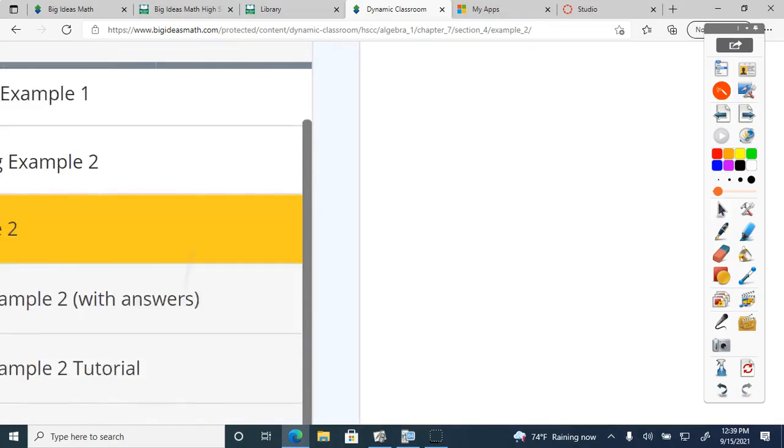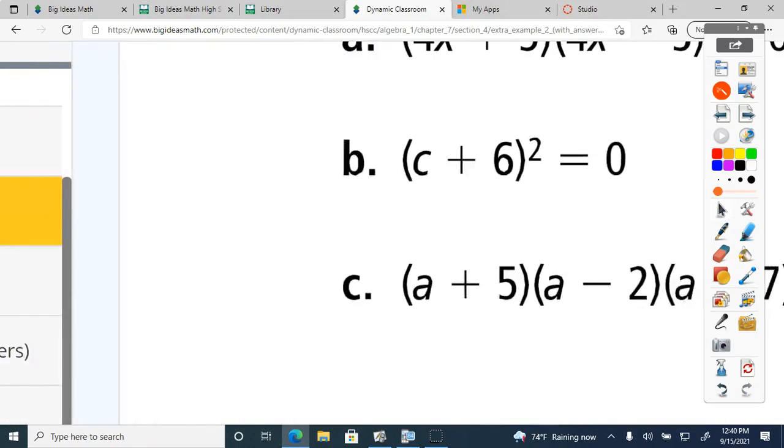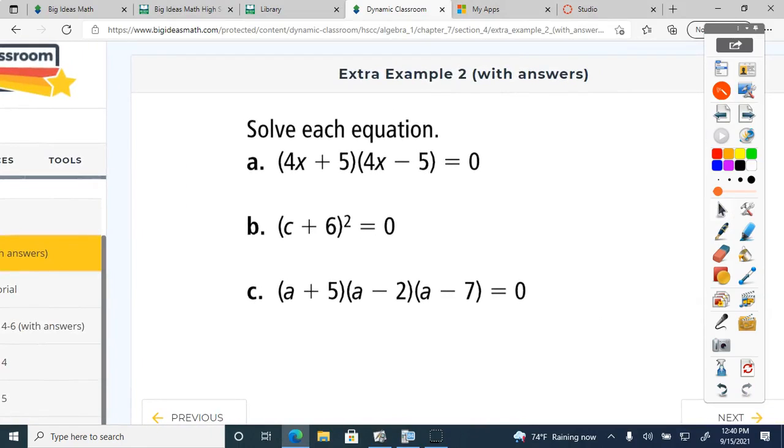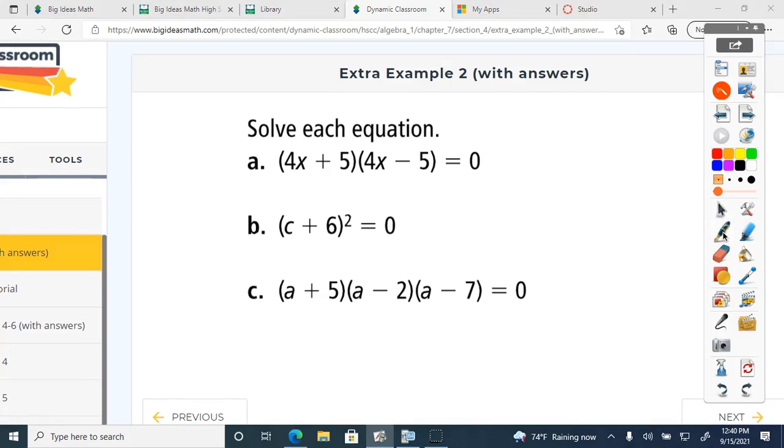Another one of these examples. Example 2. Again, these two are a little harder. So if I set that equal to 0, what would I do first? How do I solve that? It's two steps. Subtract what? Not everybody all at once. Subtract what? 5. Subtract 5. Okay, so that would be 4x equals -5, and then divide by 4. So one answer is -5/4.